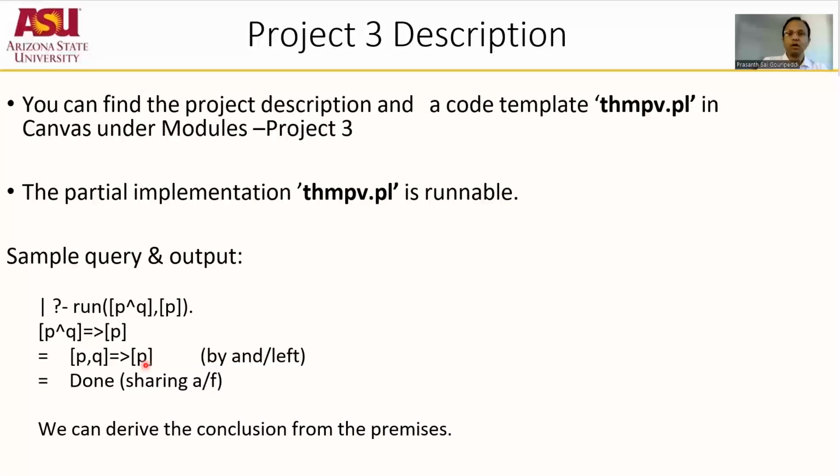In this project, you have two files given to you. One is a PDF file and another is partly written code in thmpv.pl. You should find this under modules, project 3. This code is partly runnable, just like you have had in the previous test program. On executing a simple command like run p or q, p, it should execute and tell you yes.